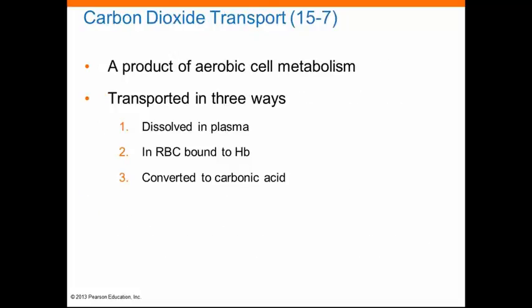So recall that carbon dioxide is a product of internal respiration, also known as aerobic cell metabolism. And after entering the bloodstream, a carbon dioxide molecule may dissolve in the plasma, it can bind to hemoglobin, or it can be converted to carbonic acid. And all three of these options are reversible.